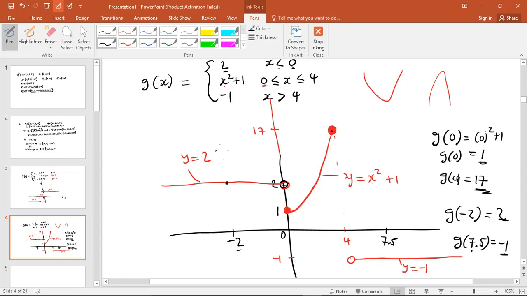Look out for the next video on functions. We'll continue solving these questions until we reach the part of graphing.